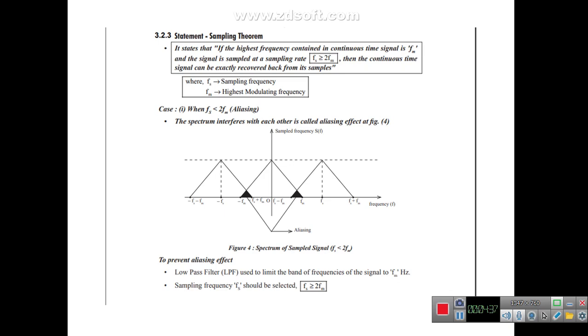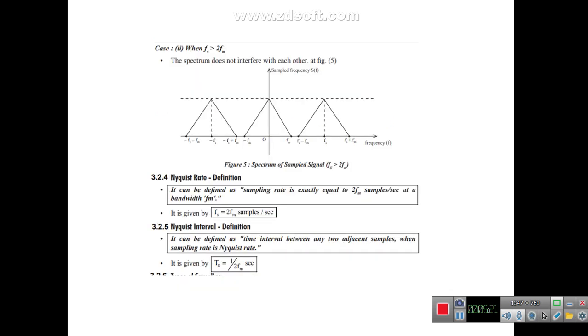One, fs less than 2fm means the spectra interfere with each other, which is called the aliasing effect. So when fs is less than 2fm, the aliasing effect occurs. The aliasing effect is when the spectra interfere with each other. How can we prevent the aliasing effect? A low pass filter can be used to limit the band of frequency of the signal to fm Hz. This prevents the aliasing effect. So the sampling frequency should be selected with the condition fs greater than or equal to 2fm.